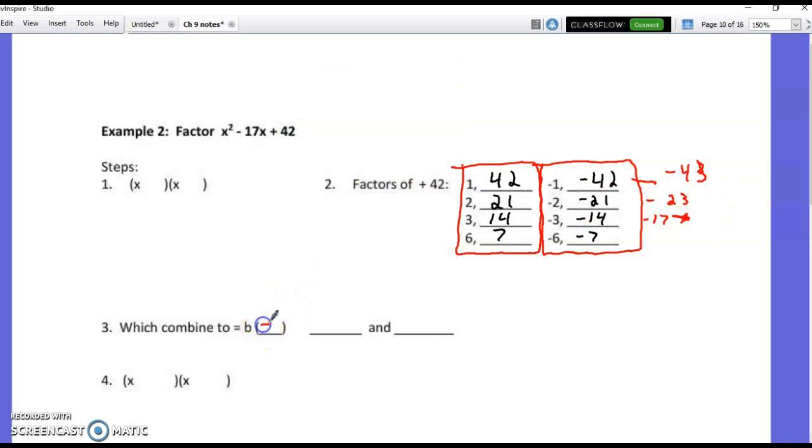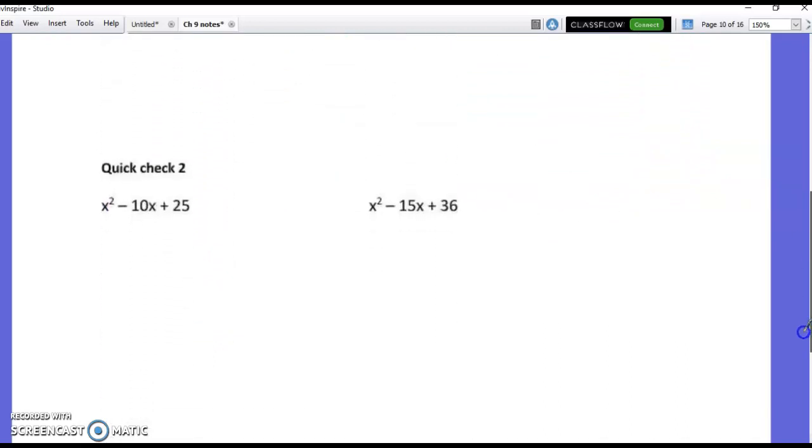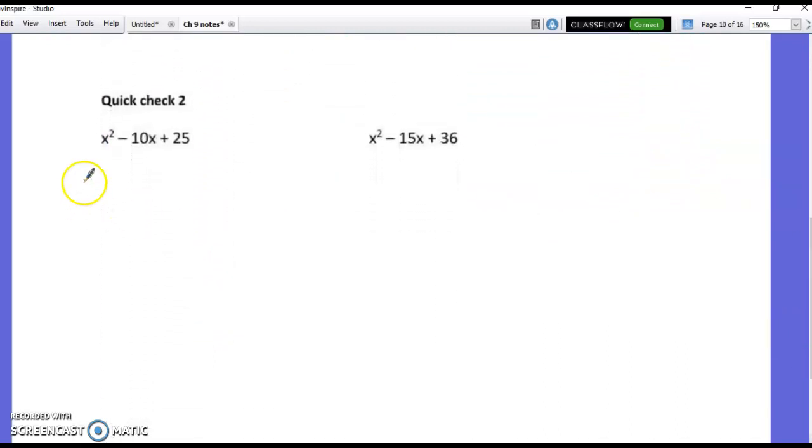So which ones equal -17? We have -3 and -14. So from our first step, we just write that in there: -3, -14, and that is our factored form of that. All right, so we're going to do these two sample problems.